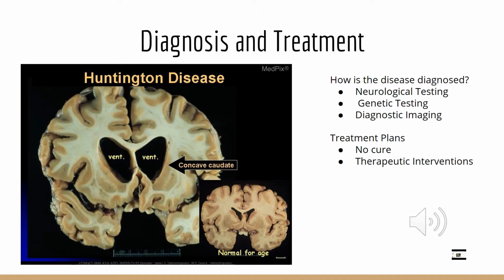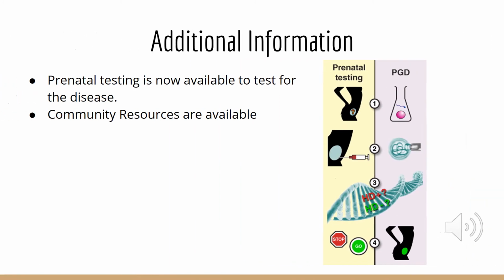Currently, there is no cure for the disease, but treatment options are available, such as therapeutic interventions. Treatment plans are more focused on delaying progression and preventing onset. Those who have a family history of Huntington's disease can now test for the Huntington's disease gene. Community resources are available.